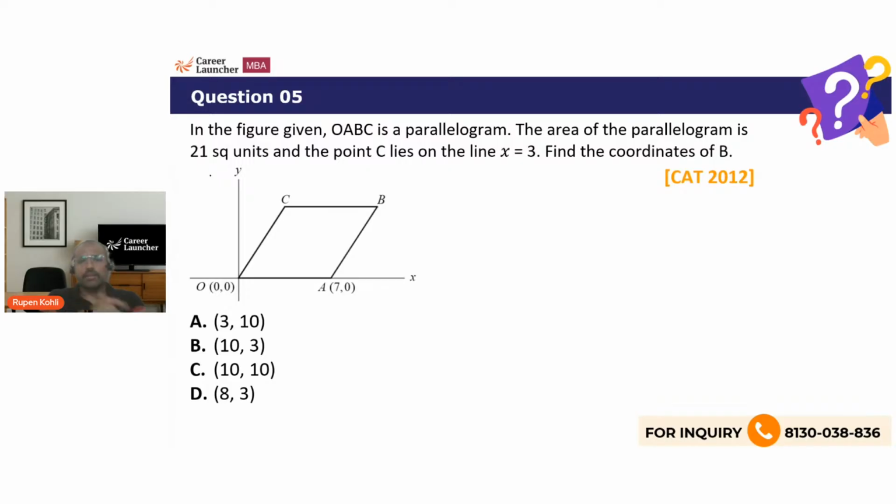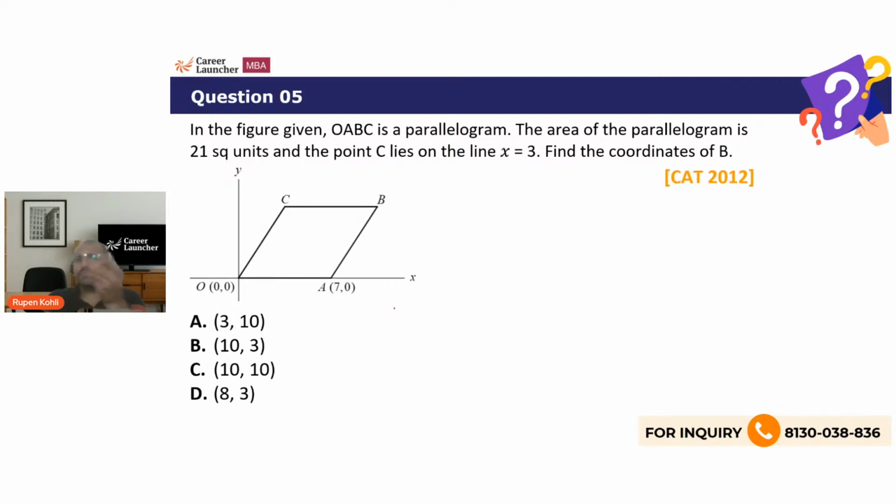So the figure is already given. It's a parallelogram. You can see that the base OA, the vertices are mentioned. Origin is one of the vertices, and then (7, 0). So can I say that the base is of length 7? The area of the parallelogram is given as 21. So what's the formula for the area of a parallelogram? Area of a parallelogram is base into height, right?